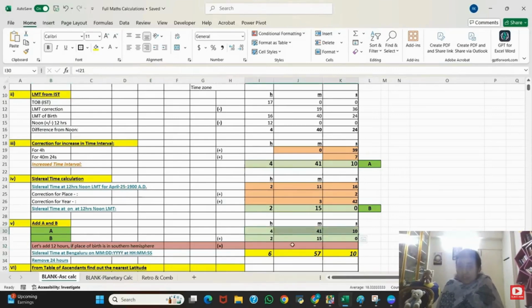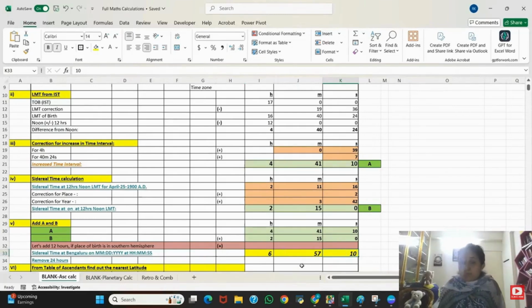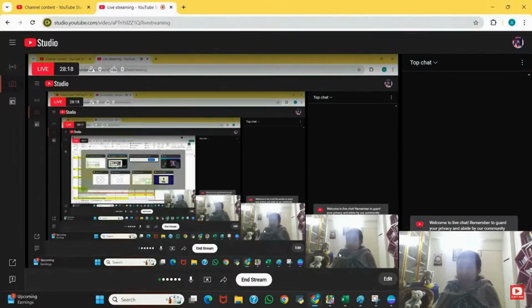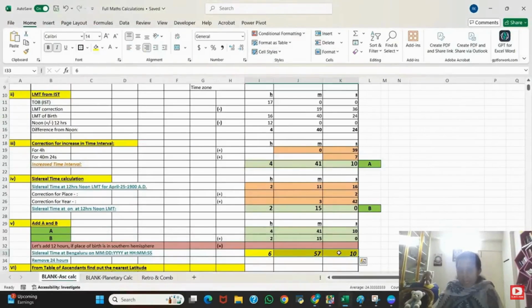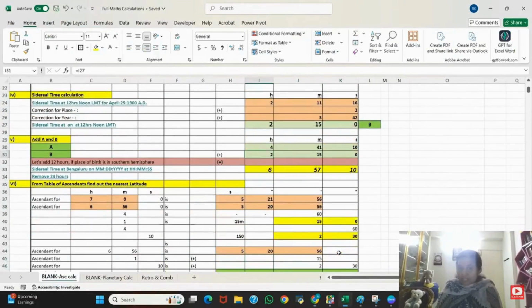So 4 hours 41 minutes and 2 hours 15 minutes. If I add, I get a sidereal time of 6 hours 57 minutes 10 seconds. This is the sidereal time at Bengaluru at this date and time as per the noon correction. Suppose the answer had exceeded 24 hours, then we would have had to deduct 24 hours. But we are not facing any of these issues. As I mentioned, this is a very simple example. If you have any doubts or encounter any issues, you can connect with me later. Now let's go ahead with the next set of calculation.